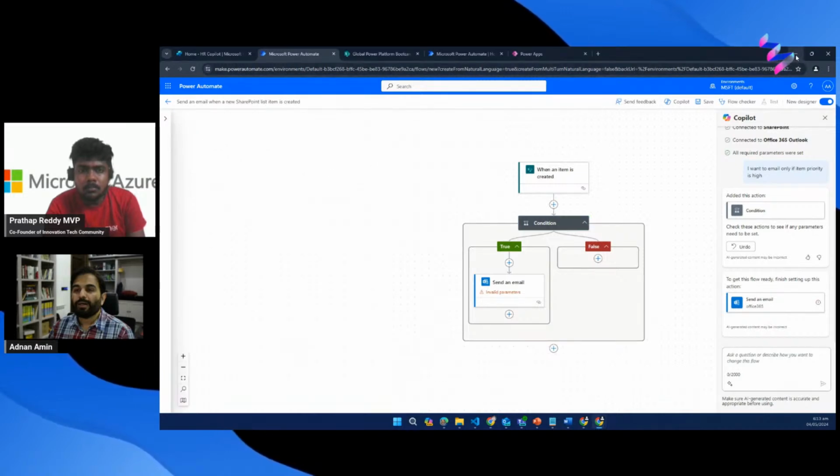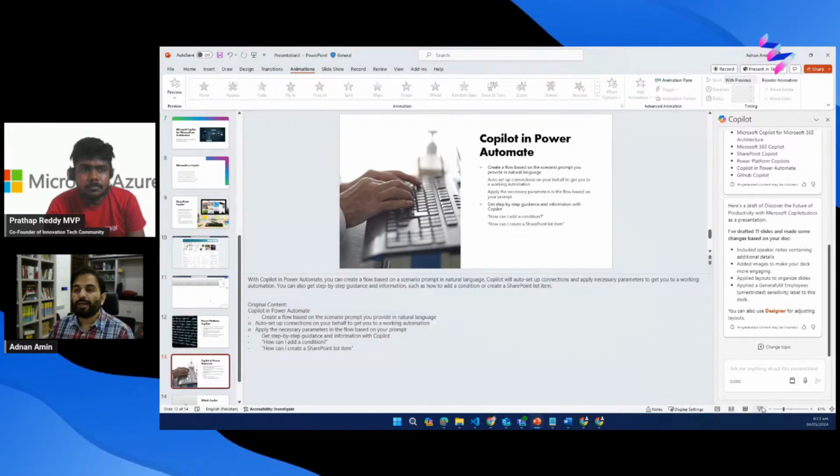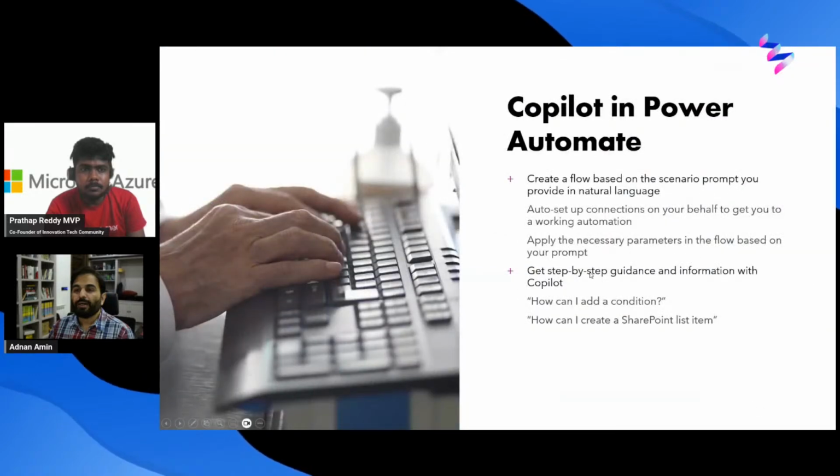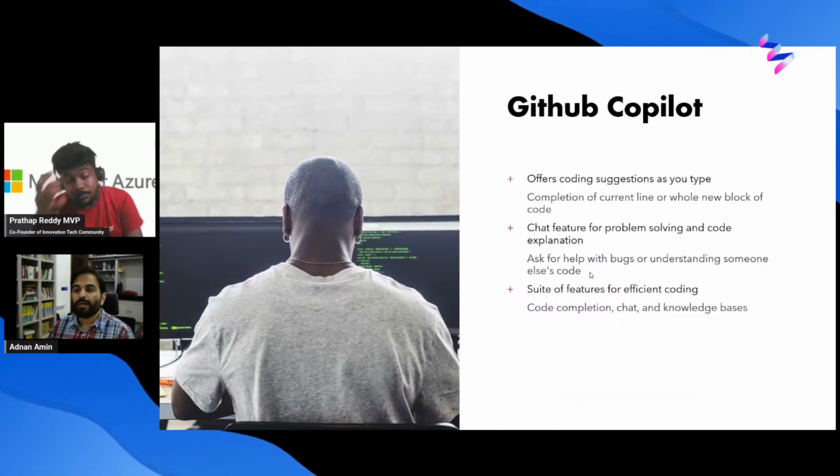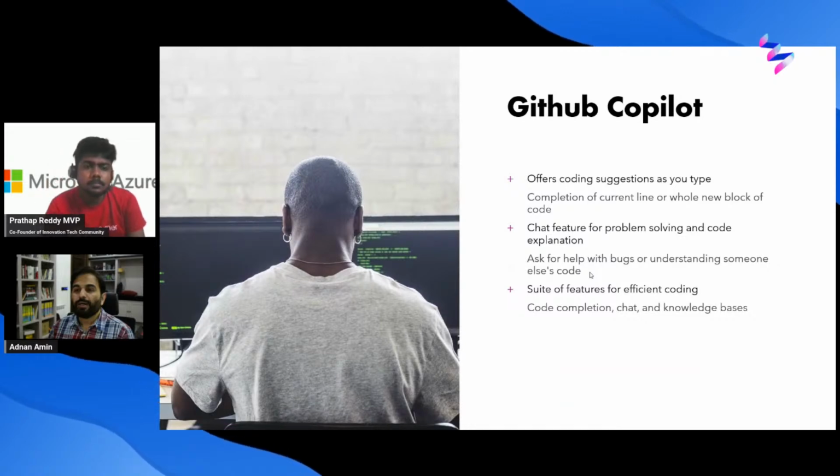Now I will go with the last section for today. This is the GitHub Copilot. This is very helpful for you on the coding. Just like Copilot, it gives you an AI assistant for coding. Right, it can write code scripts for you. It has a knowledge base which can explain the code.